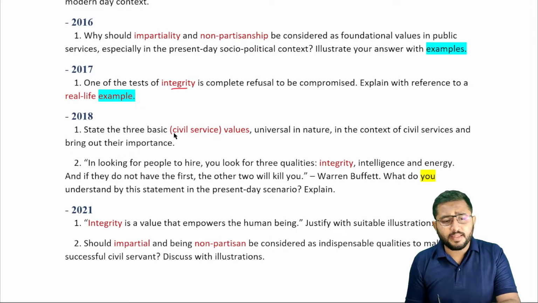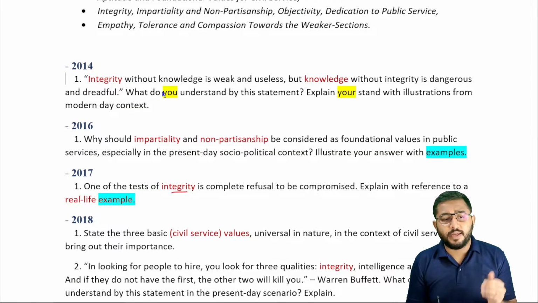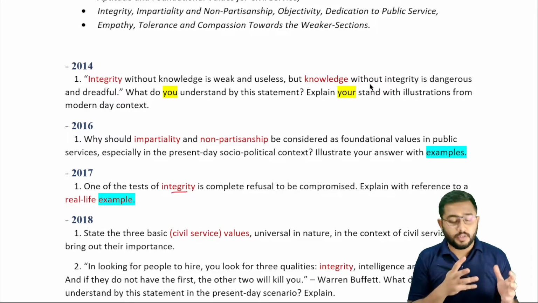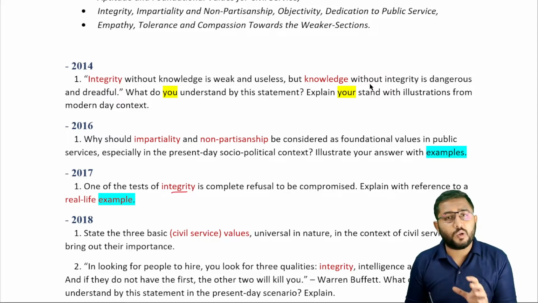फॉर एग्जाम्पल, in this question, let's take this question itself. Integrity without knowledge and knowledge without integrity. So the core value of the question is integrity and knowledge.